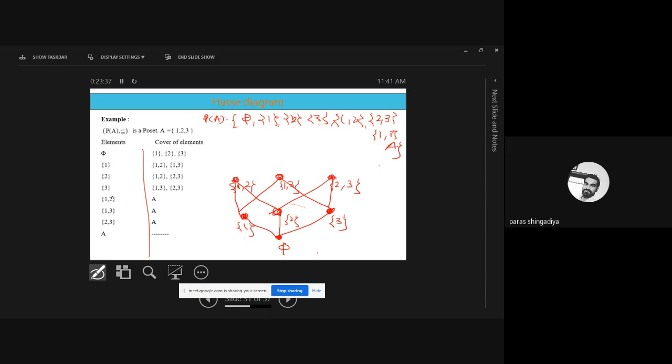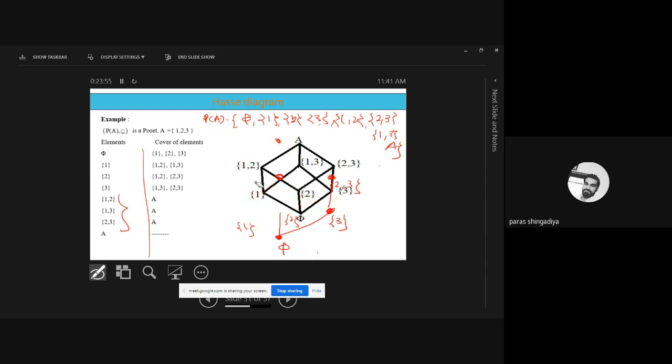And for third stage, 1, 2, 3. The cover element, that is A only. Okay. So assign the place of A. And then after connect it with the 1, 2, 1, 3 and 2, 3. So this type of diagram you will get. Okay. And this is already drawn here. Okay, that is the Hasse diagram for the power set of a subset.